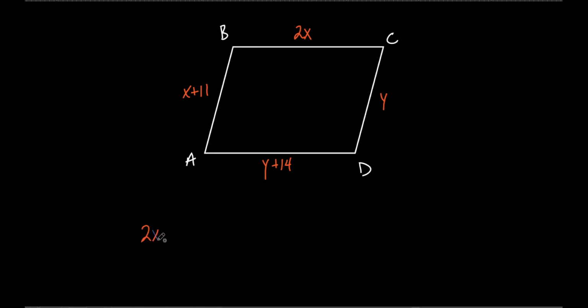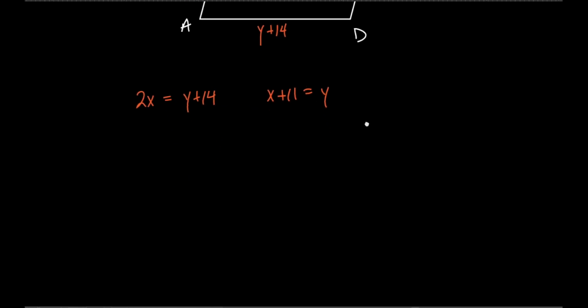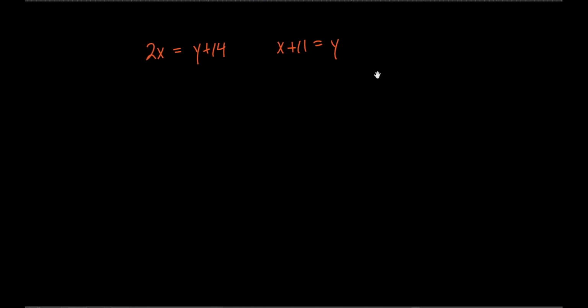So let's do it. 2x equals what? y plus 14. All right, and let's do the other one. Let's do the x first. x plus 11 must equal what? y. And now it's just a matter of, my geometry's finished, okay? Now it's just a matter of doing some algebra.